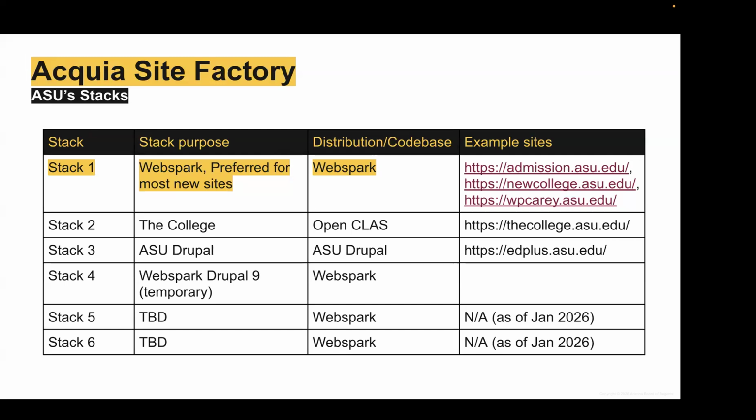Acquia Site Factory calls each separate code base a stack. Each stack can have hundreds of sites on it. As of early 2026, Stack 1 is the largest stack with more than 350 sites on it. Most new sites today are going to go into Stack 1. The other stacks serve more specific units and needs. Updating all of these sites happens within a matter of minutes because those sites on the stack are all using the same code base.